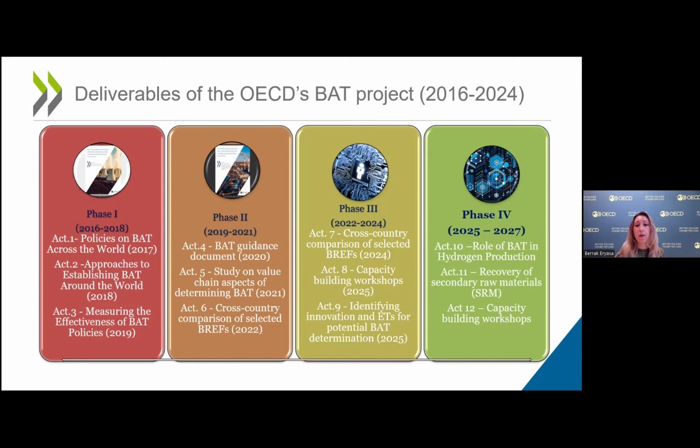Last year, we wrapped up our phase three, which also included a cross-country comparison of selected BREF documents, as well as two capacity workshops hosted in Vietnam and India, and a final report on identifying innovation and emerging techniques for potential BAT determination. We are currently in our phase four, which recently commenced. For the next 3 years, we'll be working on the role of BAT in hydrogen production and the role of BAT in the recovery of secondary raw materials, as well as providing capacity building workshops tailored to the needs of the countries that expressed interest.